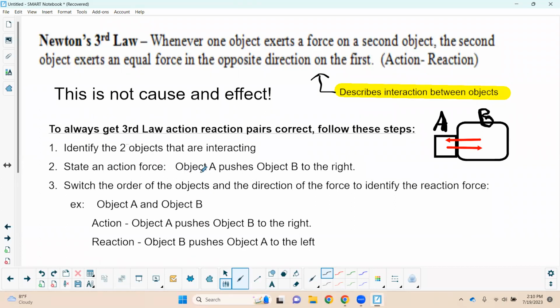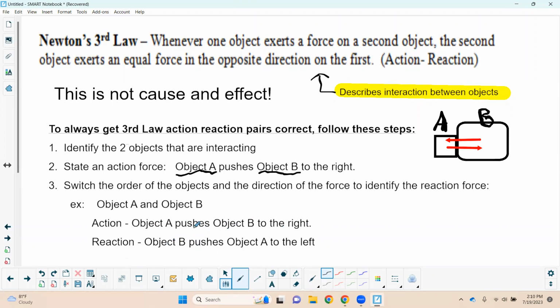The action, it doesn't matter which one you put first, but I'm going to underline the nouns. Object A is one noun, object B is a second noun, and then you always have a verb. The verb is always pushing or pulling, depending on what's happening. So object A pushes on object B to the right, and then object B would push back on object A to the left. That's how you set it up. It's sort of like caveman talk, is how I describe it sometimes: object A push object B right, and then object B push object A left.